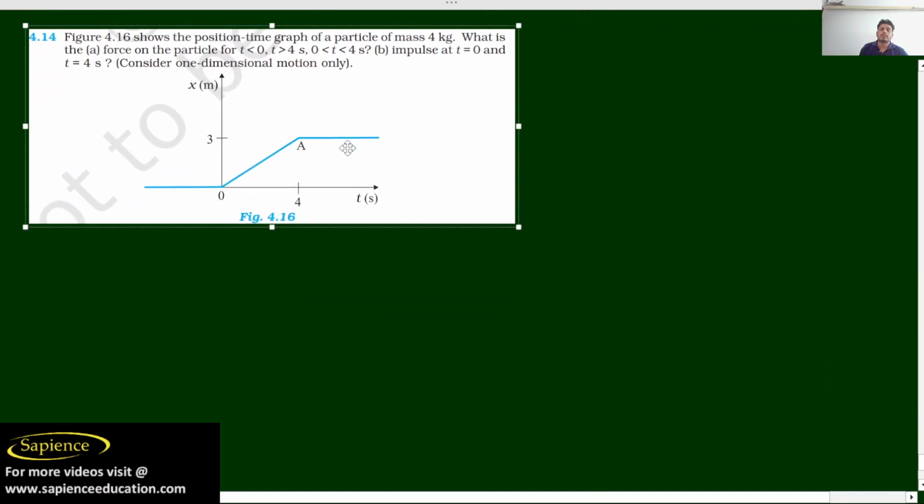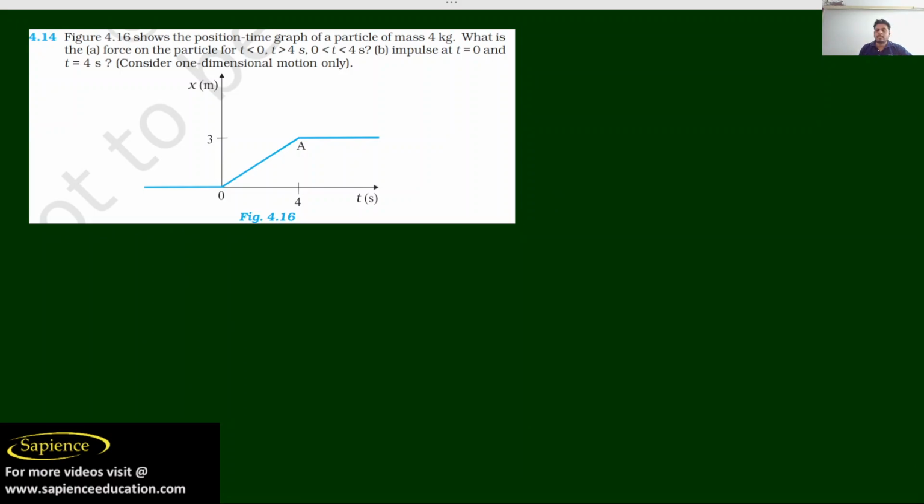Now I will talk about question number 4.16. Now try to solve this question 4.14. It shows the position-time graph of a particle of mass 4 kg. What is the mass of the particle? It is 4 kg. Okay. What is the force on the particle for time t less than 0?